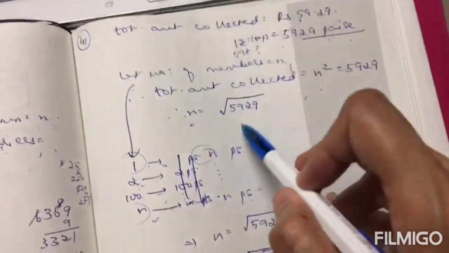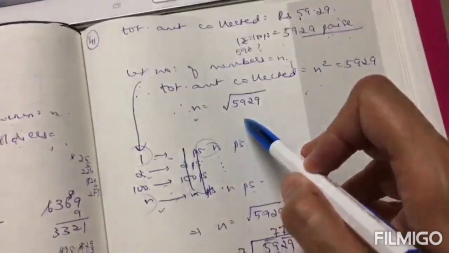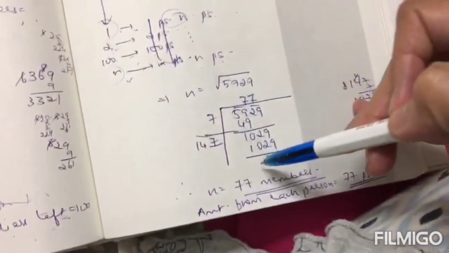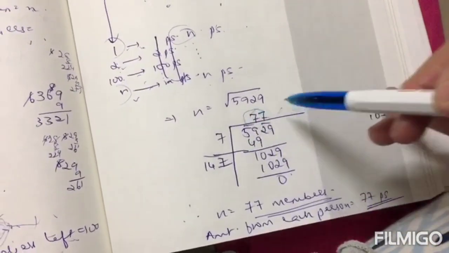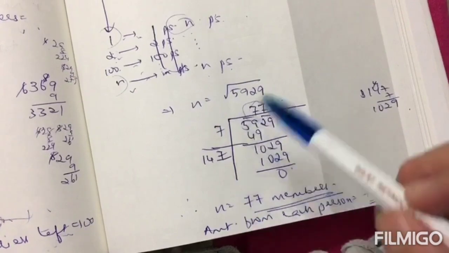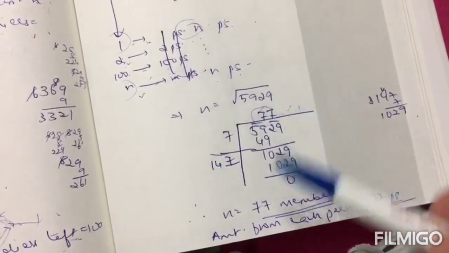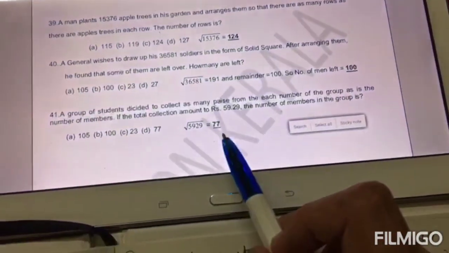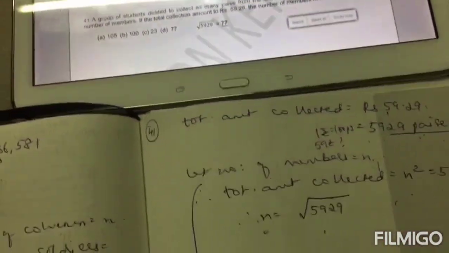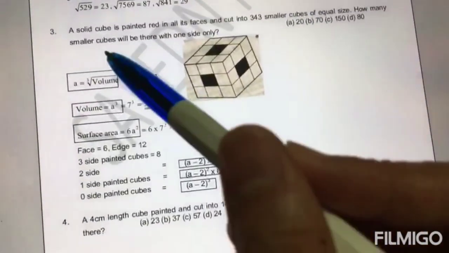Therefore, to find n, we have to find the square root of this. Use the long division method, which we discussed. You will see that you will get 77. N is equal to 77 paise, which is also equal to 77 members, and that is the correct answer. All right. Okay. Remember, we left out number 3 and 4.